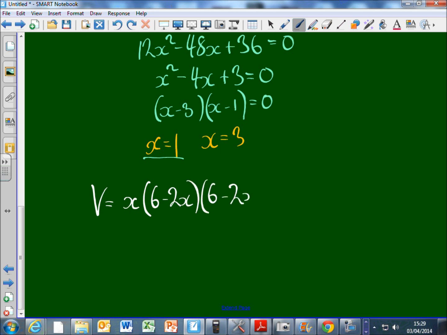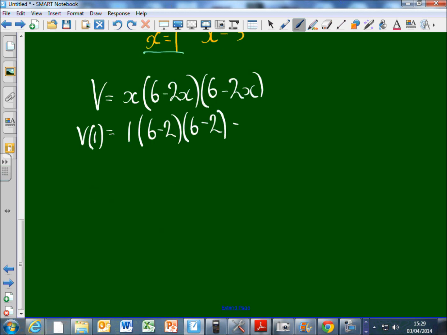Was that right? And we're going to sub in when x is 1, because that's the value that gives us the maximum. So when x is 1, we get 1 times 6 take away 2 times 6 take away 2, which is just 4 times 4. Is that just 16? So the maximum volume is 16 centimetres cubed. And it doesn't matter what other value of x you cut out, you won't get a volume that big.